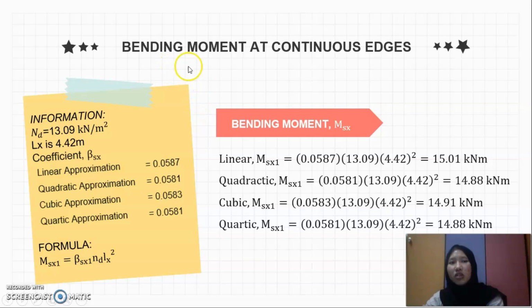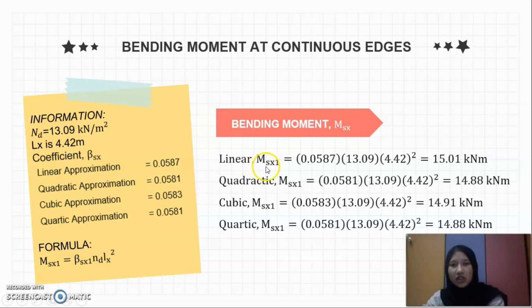we can proceed to calculate the bending moment at the continuous edge, and this is the formula that we will use to find the bending moment. Before that, we need to know the information. This is the ultimate load on the slab, 13.09 kN per meter square, and l_x is the shortest length of the slab, 4.42 meter, and the coefficient that we calculated before using the Lagrange Interpolation method. Based on this formula, we can get the bending moment.